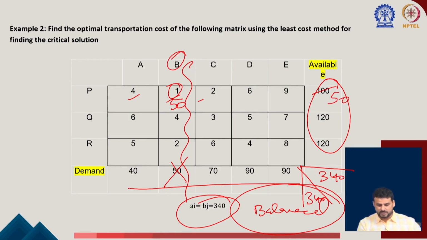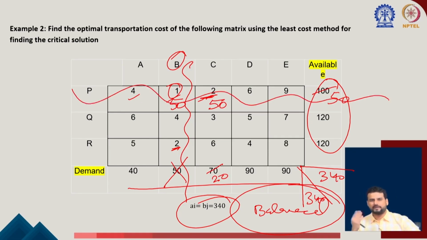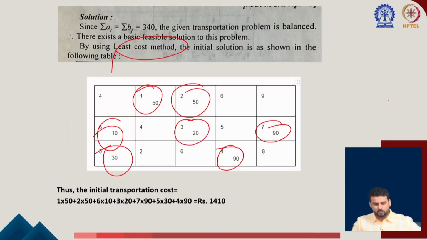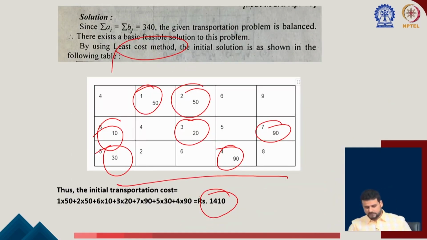What is the next least cost? 2. Here also 2, but this column is already exhausted, we cannot make any further allotment in this cell. How many can we allocate maximum in this cell? We can allocate maximum 50. After allocating, we are left with 20 more demand, but this supply is totally gone. This is the least cost method. We have already done that, so you can just repeat all those steps and make the allocation. Total cost is 1410, right?